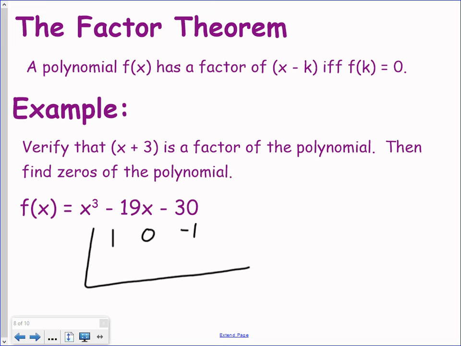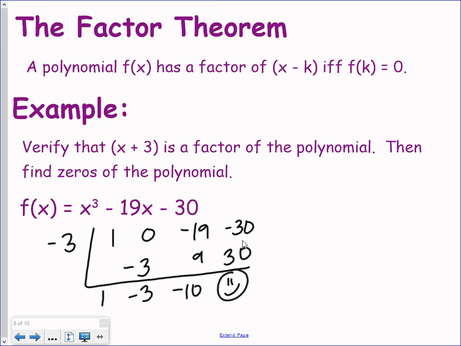Notice on this one, I'm going to have to include 0 for x squared. And that would be important. Since we're checking the linear factor x plus 3, we want to check out a negative 3. Run through your synthetic, add down and multiply. I always put smiley faces in my zeros because it makes me happy. That means x plus 3 is a factor.